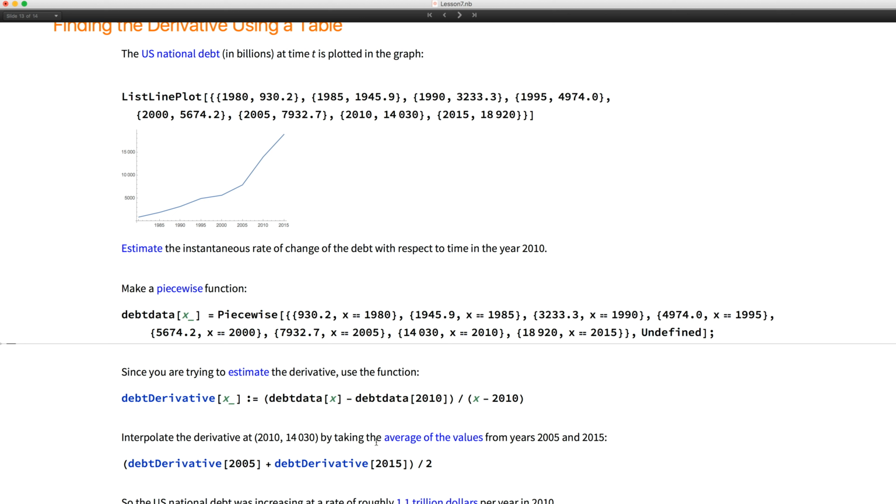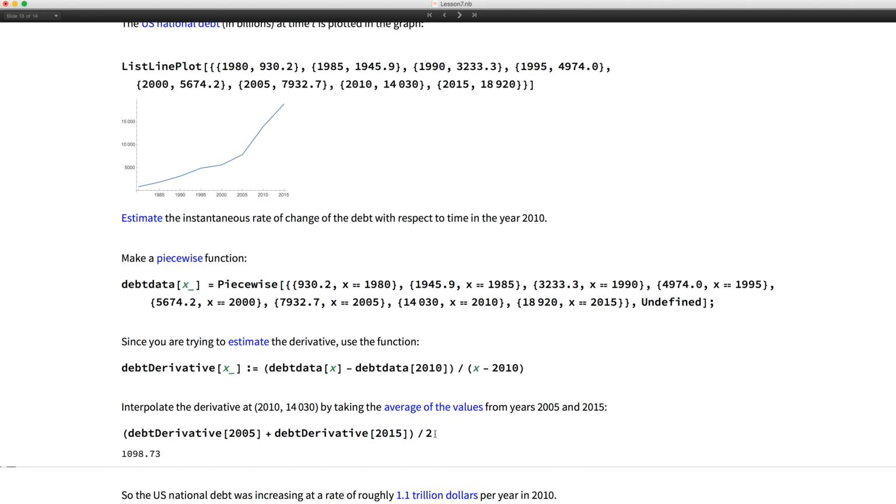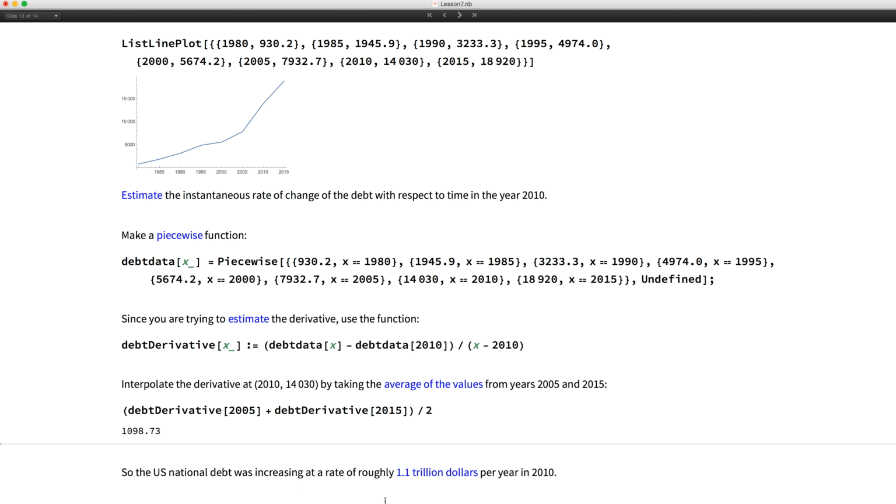Now you want to find the derivative, so you set up the quotient like you did early on. You want to find it at 2010, so that's where that comes from. And then you can kind of interpolate. In other words, you find an average of the values between 2005 and 2015, and that, roughly speaking, is the instantaneous rate of change at 2010. So roughly speaking, the rate of increase of debt is about $1.1 trillion in the year 2010.